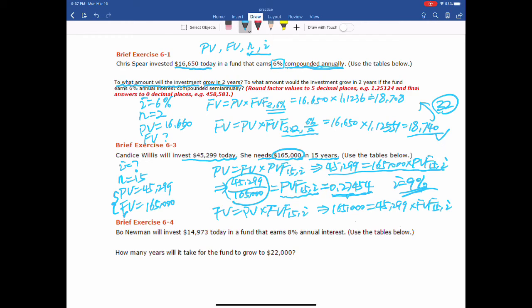Both sides divided by 45,299, so the future value factor for 15 and I equals, what is it? I don't have it here, but you can look it up. For sure, you will get I equals 9%. Don't forget, because this is a future value factor for the single sum of future value for $1, you need to look up table 1 rather than table 2, okay?